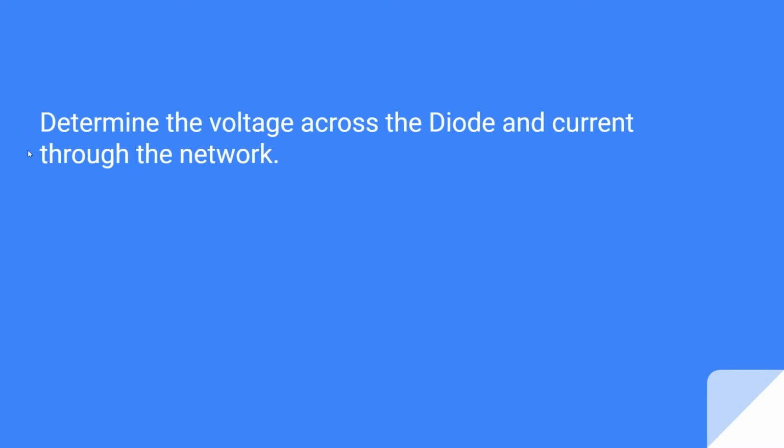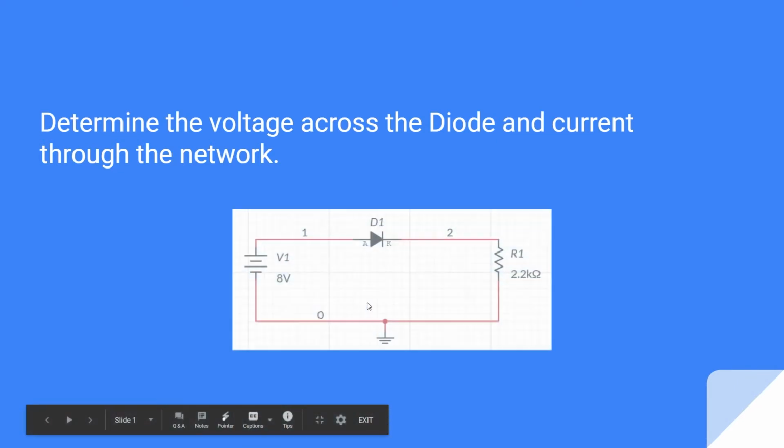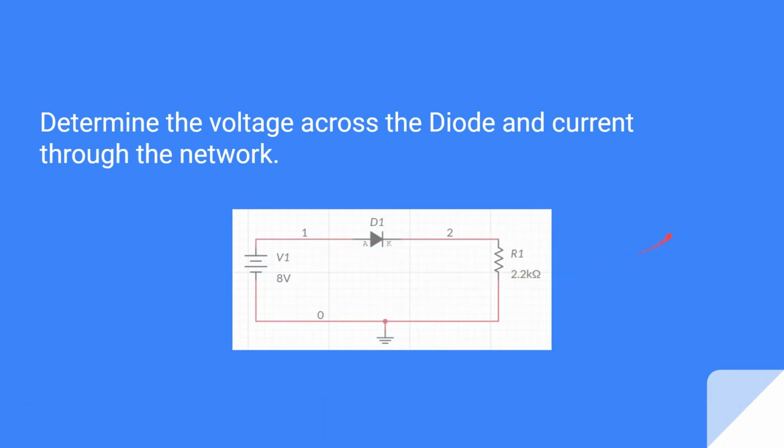Hello everyone, in this video I will be discussing an example. So the question is: determine the voltage across the diode and the current through the network. Now this is the network, so we need to determine the voltage across this diode and the current through the network, right?